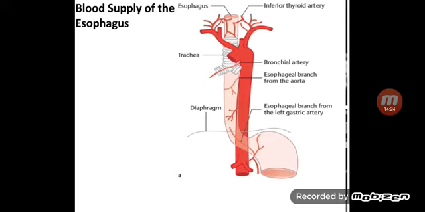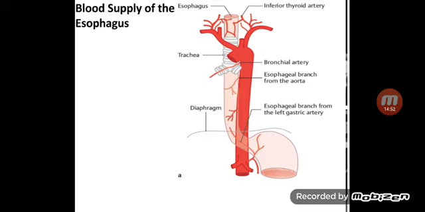The lower third receives branches from the left gastric artery. So the upper third from the inferior thyroid artery, the middle third from esophageal branches from the bronchial arteries and descending aorta, and the lower third from esophageal branches from the left gastric artery.